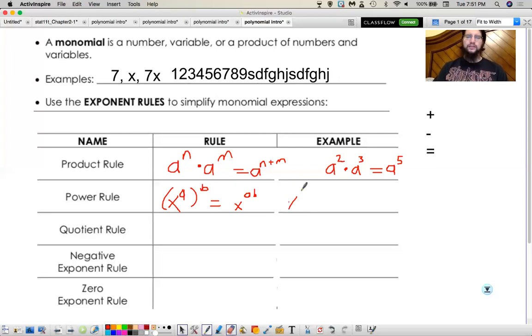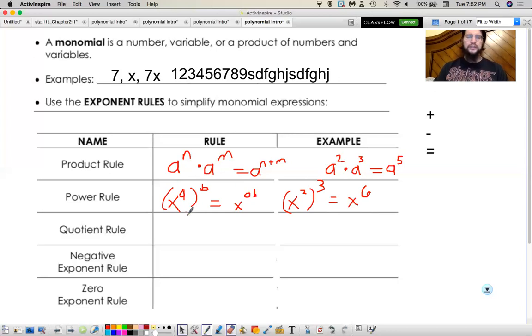Example, x squared raised to the third power. Sorry, I just did the product. Raise it to the third power. So this is what it would look like: x squared cubed is what we're talking about. That means we're going to multiply our exponents here. That's x to the 6th power.